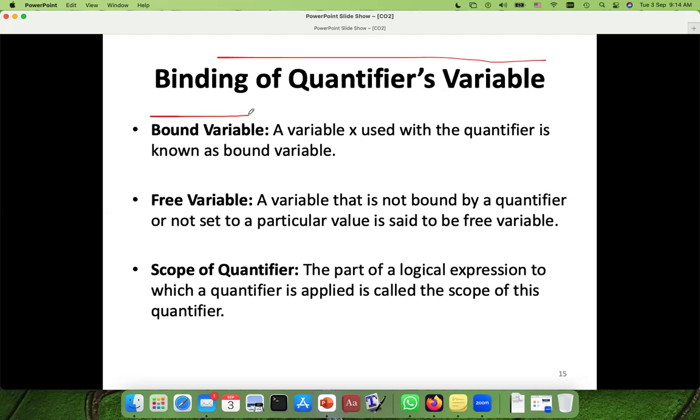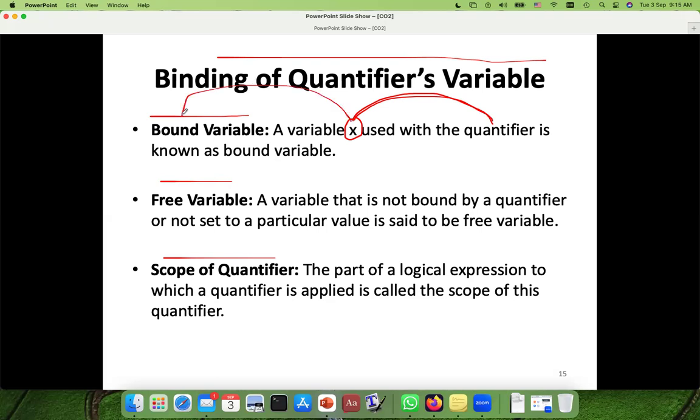There are three terms that we will use: bound variable, free variable, scope of variable. These also exist in programming languages. All the things that you study also exist in programming languages. Bound variable: any variable x or y or z or whatever which is attached with a quantifier. That quantifier can be universal, can be existential, which is any variable which is attached or used with a quantifier. That variable would be called what?